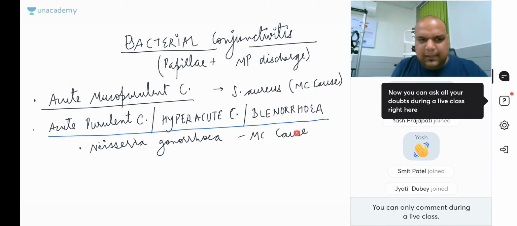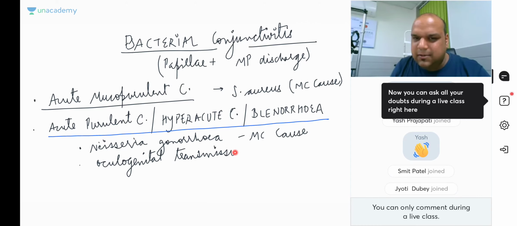I hope you understand gonorrhea is a genital disease. So it has oculogenital transmission, by hand, obviously. You touch your genitals, then you touch your eye. Oculogenital transmission by hands.